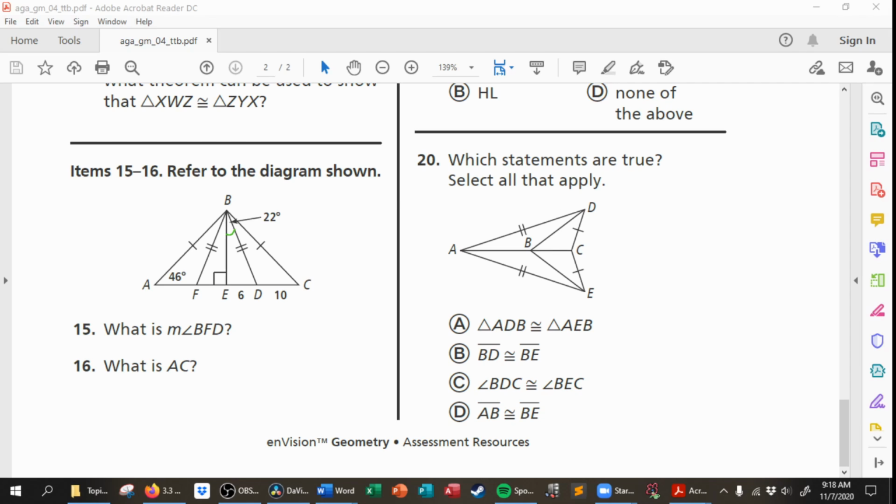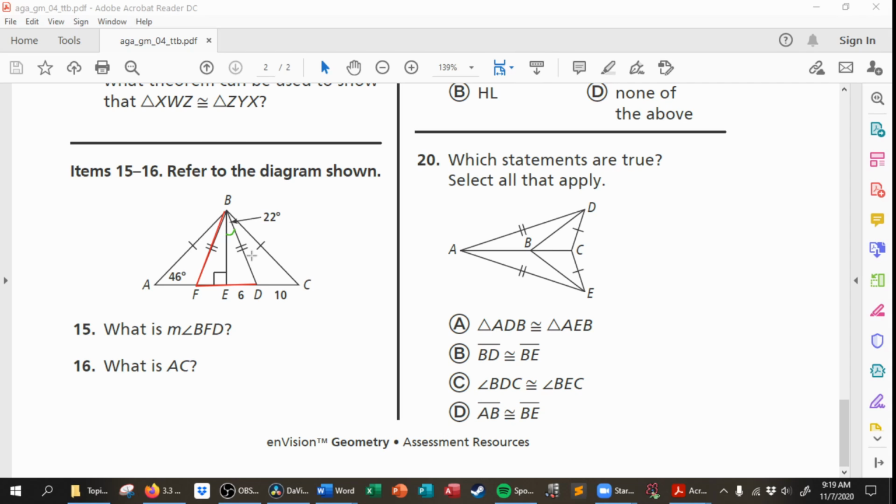Let's get our line tool back out. Let's change colors here. BFD. Go back to B. All right. And it wants to know specifically, oh, sorry, it's only an angle. It wants to know what is that angle down there.